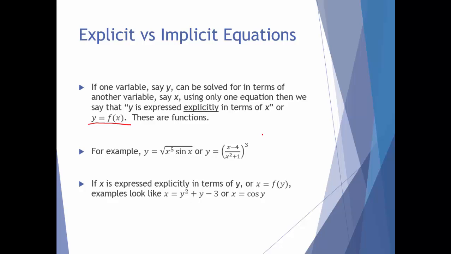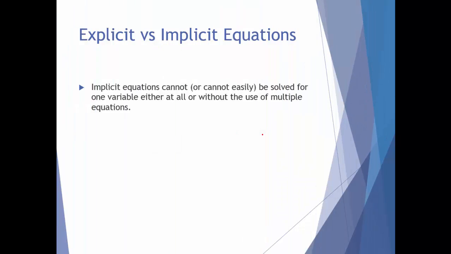Let's compare that to implicit equations. Implicit equations can't, or can't easily, be solved for one variable, either at all, meaning it can't be solved for one variable at all, or it can't be solved for one variable without the use of multiple equations. So for example, if you have y to the fourth plus xy equals x cubed minus x plus 2, solving this, frankly, for either x or y, if it can be done, is going to be exceptionally difficult. For example, also x squared plus y squared equals 9.